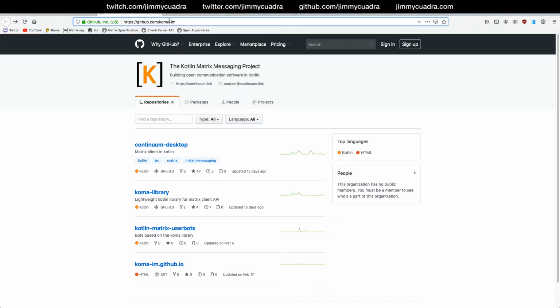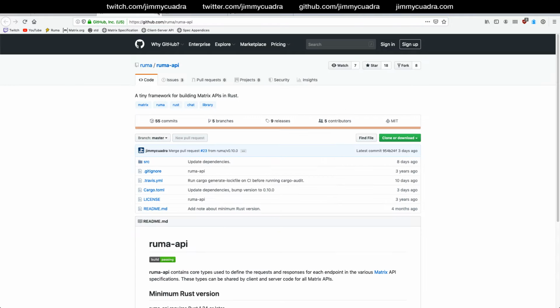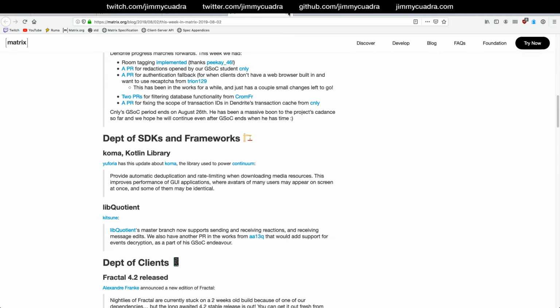That's, if you can't tell, github/coma-im. Actually, I should check my stream to see if the URL bar is visible. Oh yeah, the URL bar is visible. It seems to be pretty visible on the stream, so I will not bother to read you URLs. You can see them. Okay, so let's see. Back to Ruma. Back to what we've been doing.